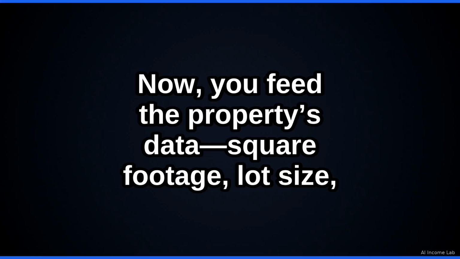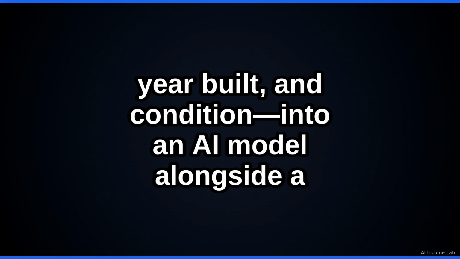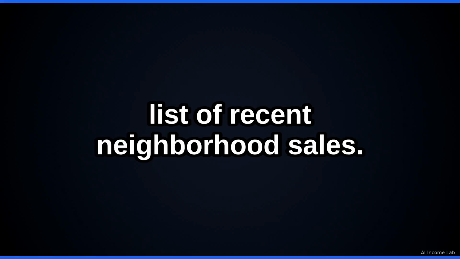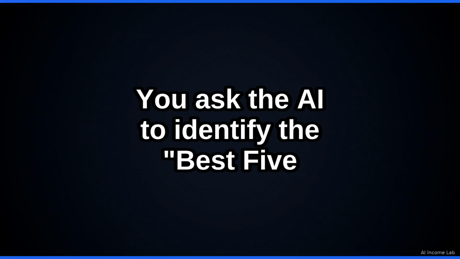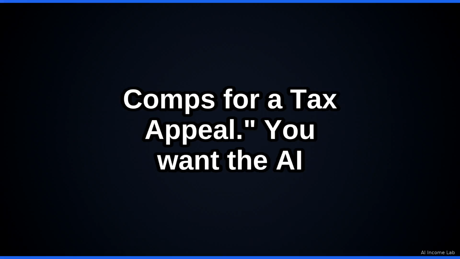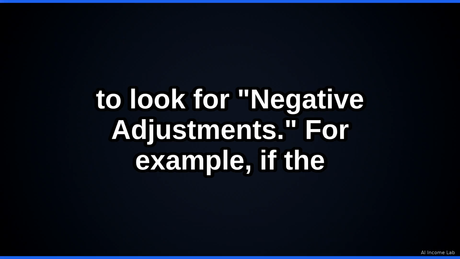Now you feed the property's data, square footage, lot size, year built, and condition, into an AI model alongside a list of recent neighborhood sales. You ask the AI to identify the best 5 comps for a tax appeal. You want the AI to look for negative adjustments.